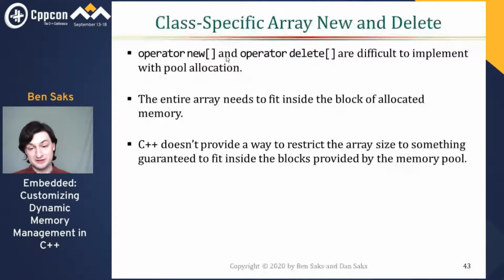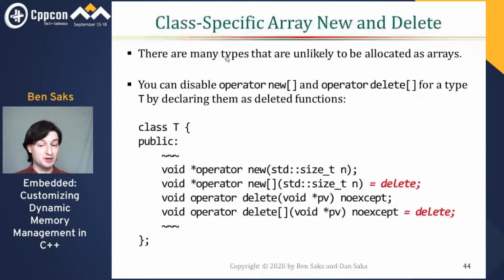Now, that said, there are a lot of types that you're probably not going to allocate in arrays. So for many cases, what you can do is protect yourself against that by declaring operator new[] and operator delete[] as deleted functions for a type. And then you won't accidentally call the global operator new[] for this type when what you thought you were getting was the class-specific new. This should protect you against that.